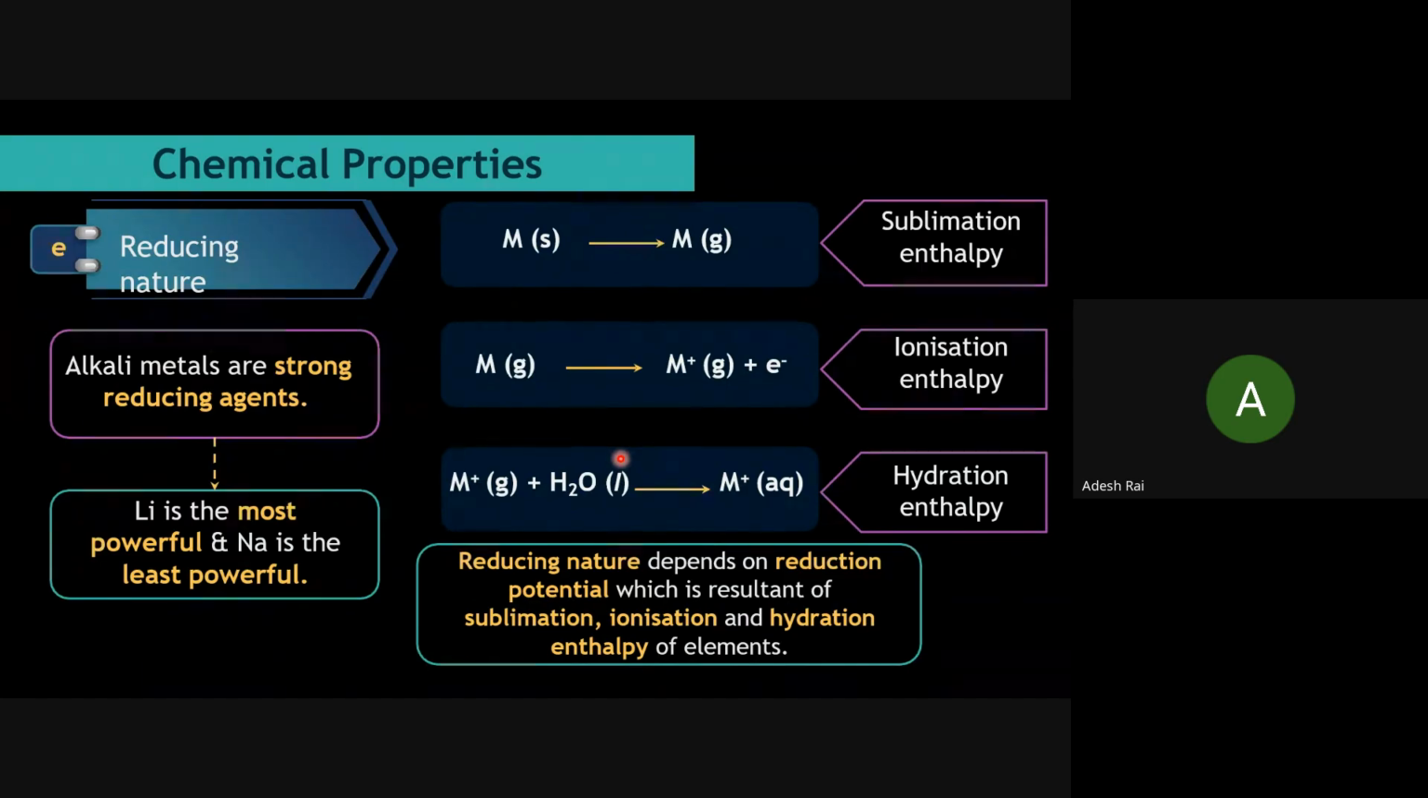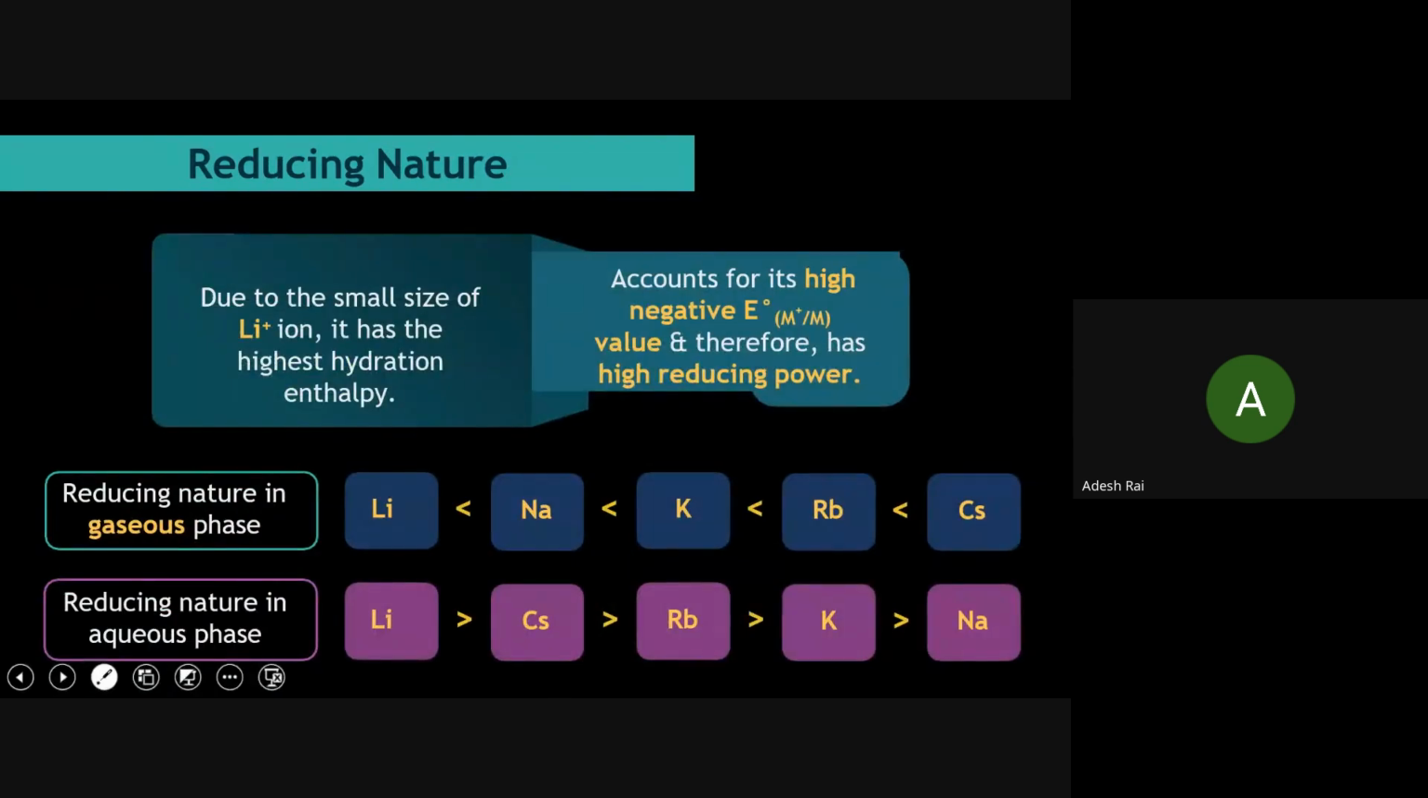But that is not the case in aqueous medium. For aqueous medium, you have to consider sublimation enthalpy, ionization enthalpy, and hydration enthalpy. You have to consider all these three values, and based on these three values, we prepare the reduction potential chart. Is that clear, guys? Therefore, due to the small size of the lithium ion, it has the highest hydration enthalpy, which we have studied.